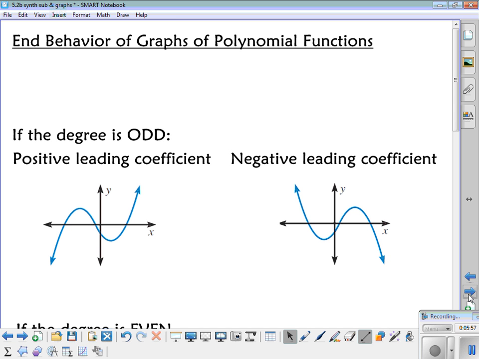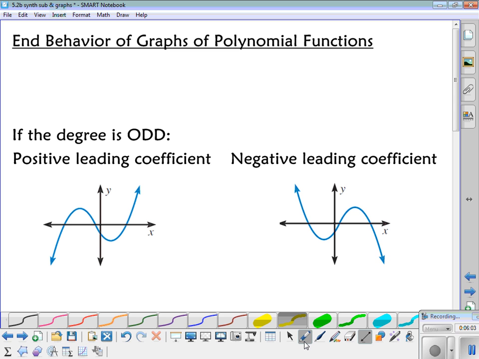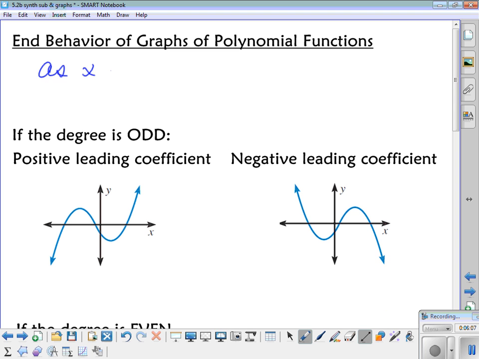So we're going to be talking about the end behavior of the graphs of polynomial functions. When I'm talking about the end behavior, I'm talking about as x approaches negative infinity and as x approaches positive infinity. I want to know, what is the graph going to do as x gets smaller and smaller and smaller, and x gets larger and larger and larger.